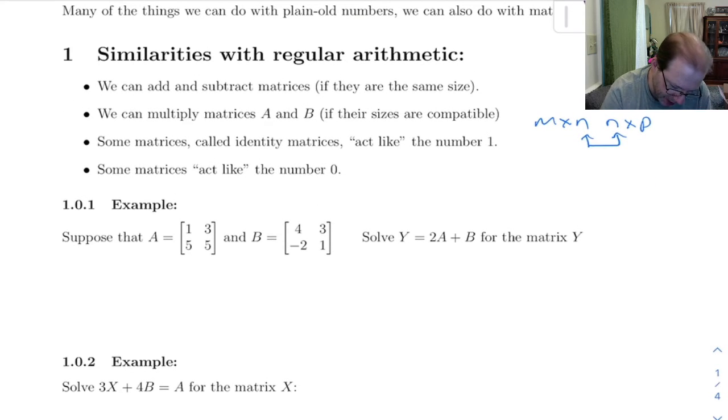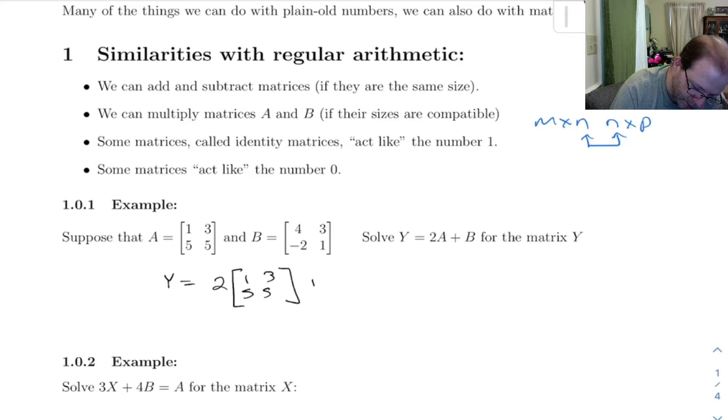This says, suppose that A is this and B is that, and we want to solve this equation, Y equals 2A plus B, solve that for the matrix Y. Well, it's already solved out. We just need to plug in. And all we do here is say Y is equal to 2 times [1 3; 5 5] plus [4 3; -2 1].